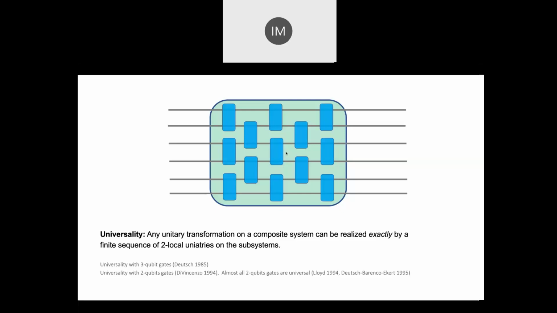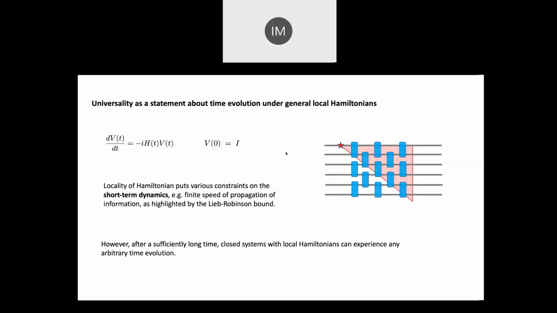Okay, so this result was discovered in the context of quantum computing, but in a way you can argue that this is a fundamental fact about composite quantum mechanical systems that interact by local Hamiltonians. So we know that locality puts various constraints on the time evolution of the system. For example, it implies the finite speed of propagation of information in the system, as it's highlighted by the Lieb-Robinson bound, for example. So locality restricts the time evolution of the system.